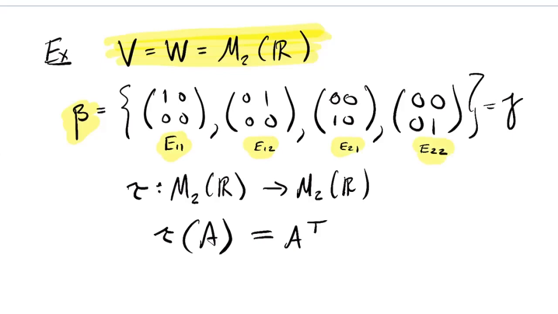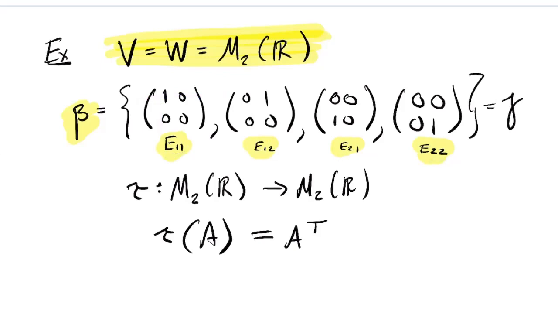I'm calling them E's, putting a subscript for where the one and only non-zero entry occurs. And I'm going to order them kind of, I think of it like dictionary. So they're ordered by row and then by column. Okay, so E11, E12, E21, E22.